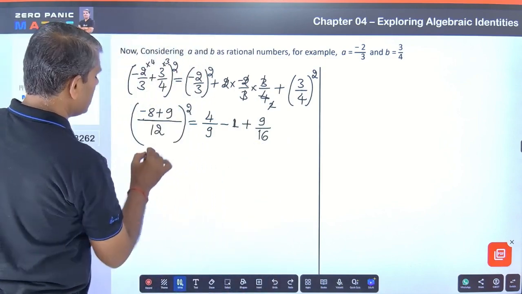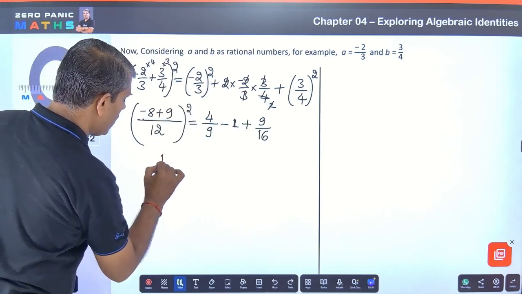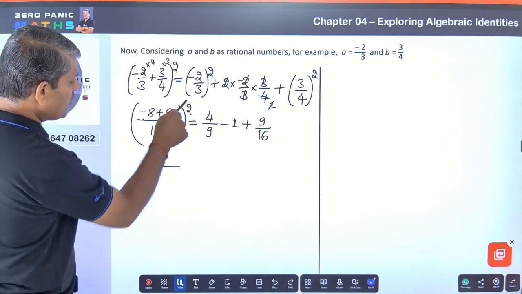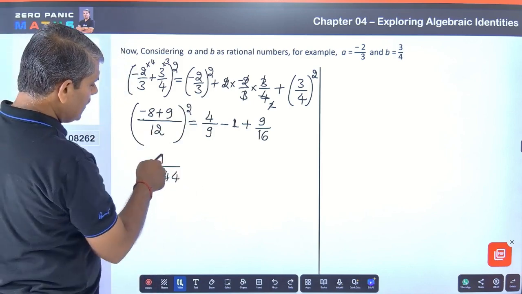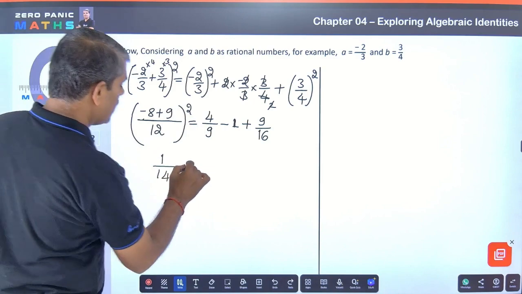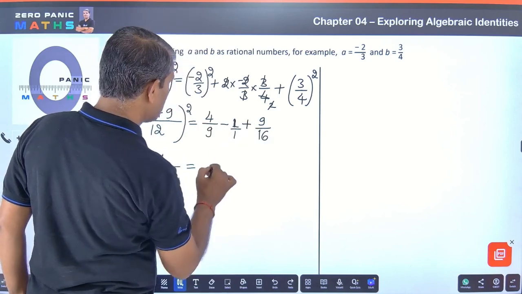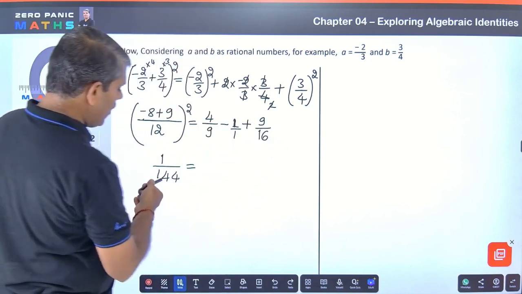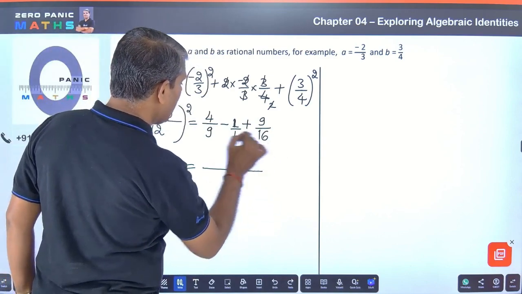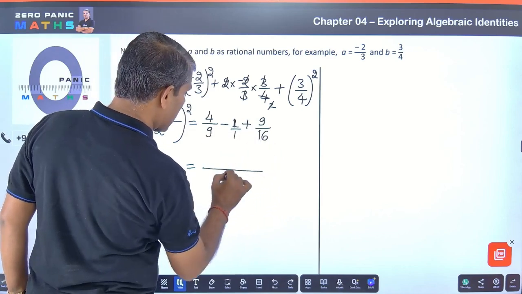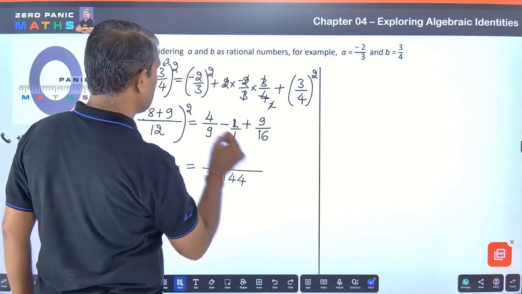Now let us subtract 9 minus 8, that is 1, and 1 square is 1 only, divided by 12 square, that is 144. Okay, you remember this? 1 divided by 144. Now let us take the LCM of these three numbers also. Now 9 and 16, you can easily get it from here because it is 144 here. 16 9s are 144. 144 will be the LCM of all these numbers. You can verify it later.